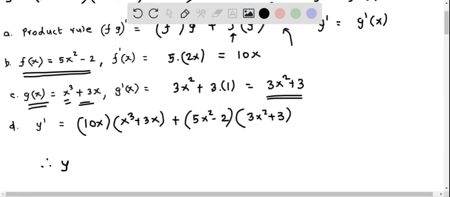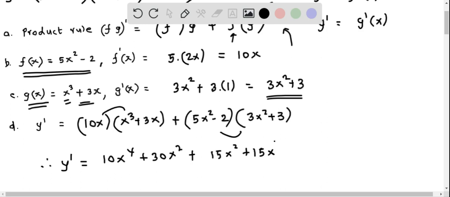So therefore y prime equals, we distribute this 10x with the two terms inside the brackets. 10x times x cubed is 10x to the power 4, and 10x times 3x is 10 times 3, which is 30, and x times x is x squared. And we can FOIL this out. So 5x squared times 3x squared is 15x to the power 4, because x squared times x squared is x to the power 4.